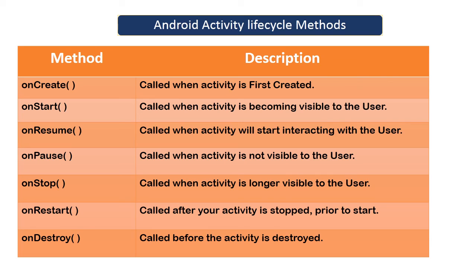There are some methods of the Android activity lifecycle. First one is onCreate, called when the activity is first created. onStart is called when the activity becomes visible to the user. Then onResume, this is called when the user starts interacting with the application. Then onPause, the paused activity does not receive user input and cannot execute any code. It is called when the current activity is being paused and the previous activity is being resumed.